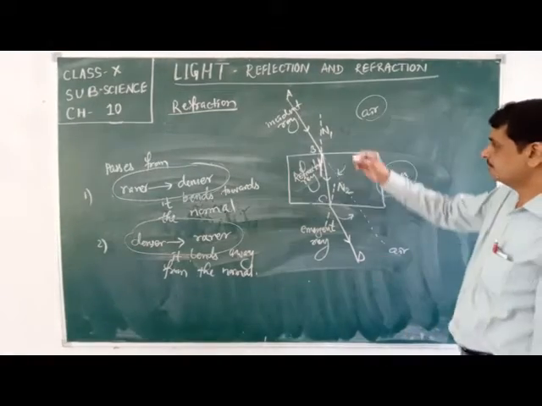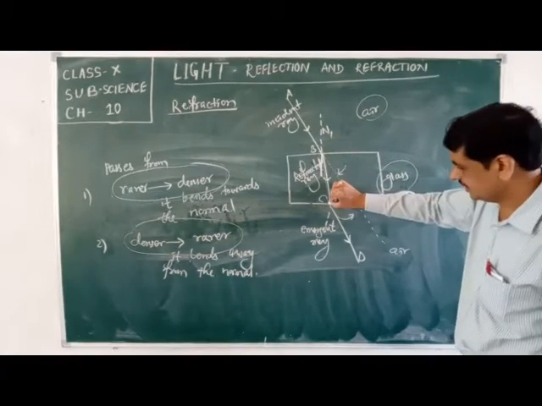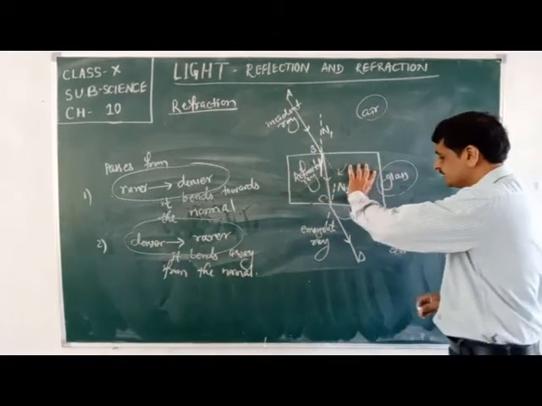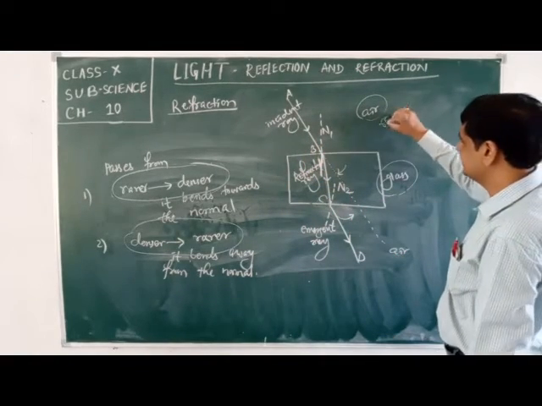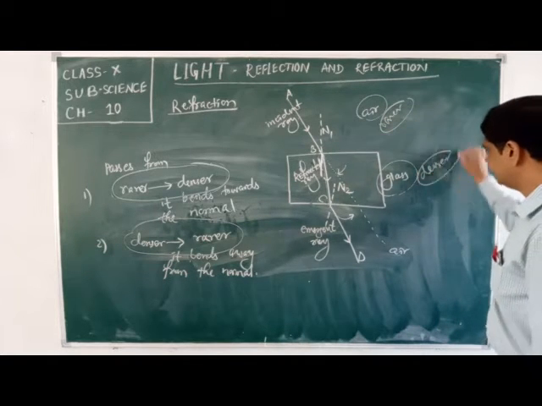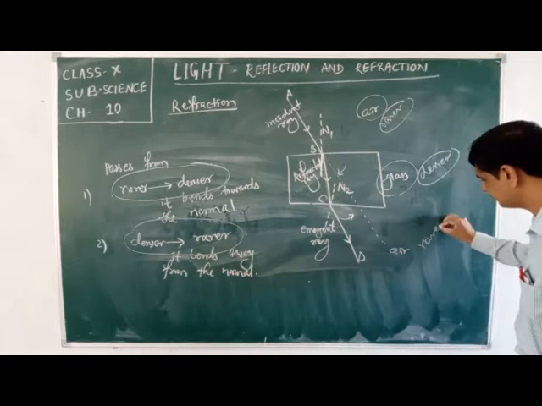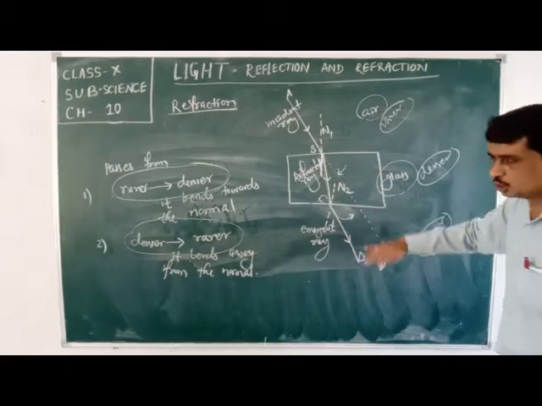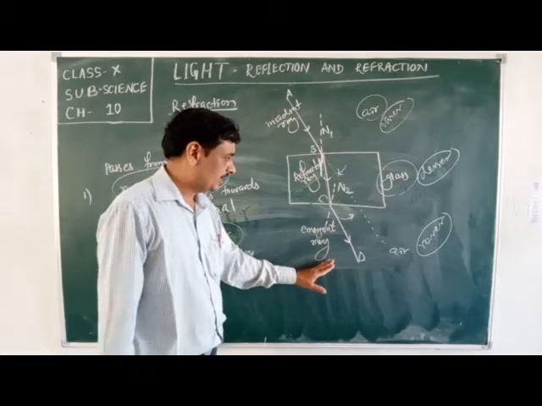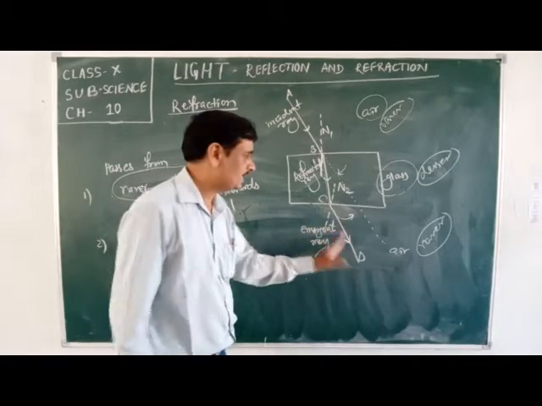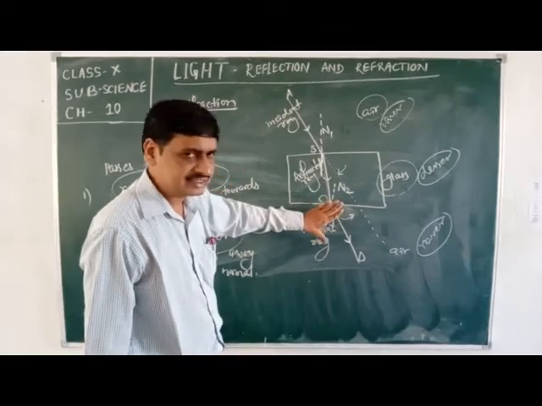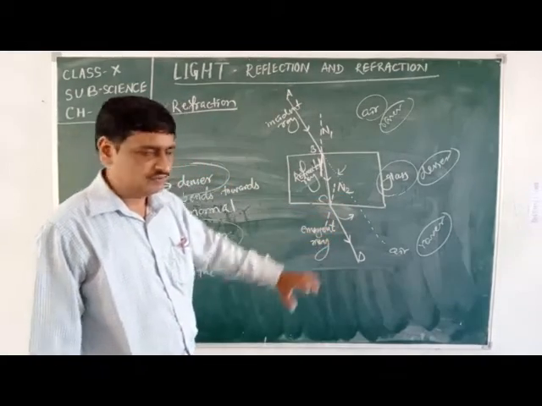In the second case, when it is in the glass medium and enters the air medium, it passes from denser to rarer. It is rarer, it is denser, again it is rarer. Yes, denser to rarer, so it bends away from the normal. So CD is bending slightly more from this normal.